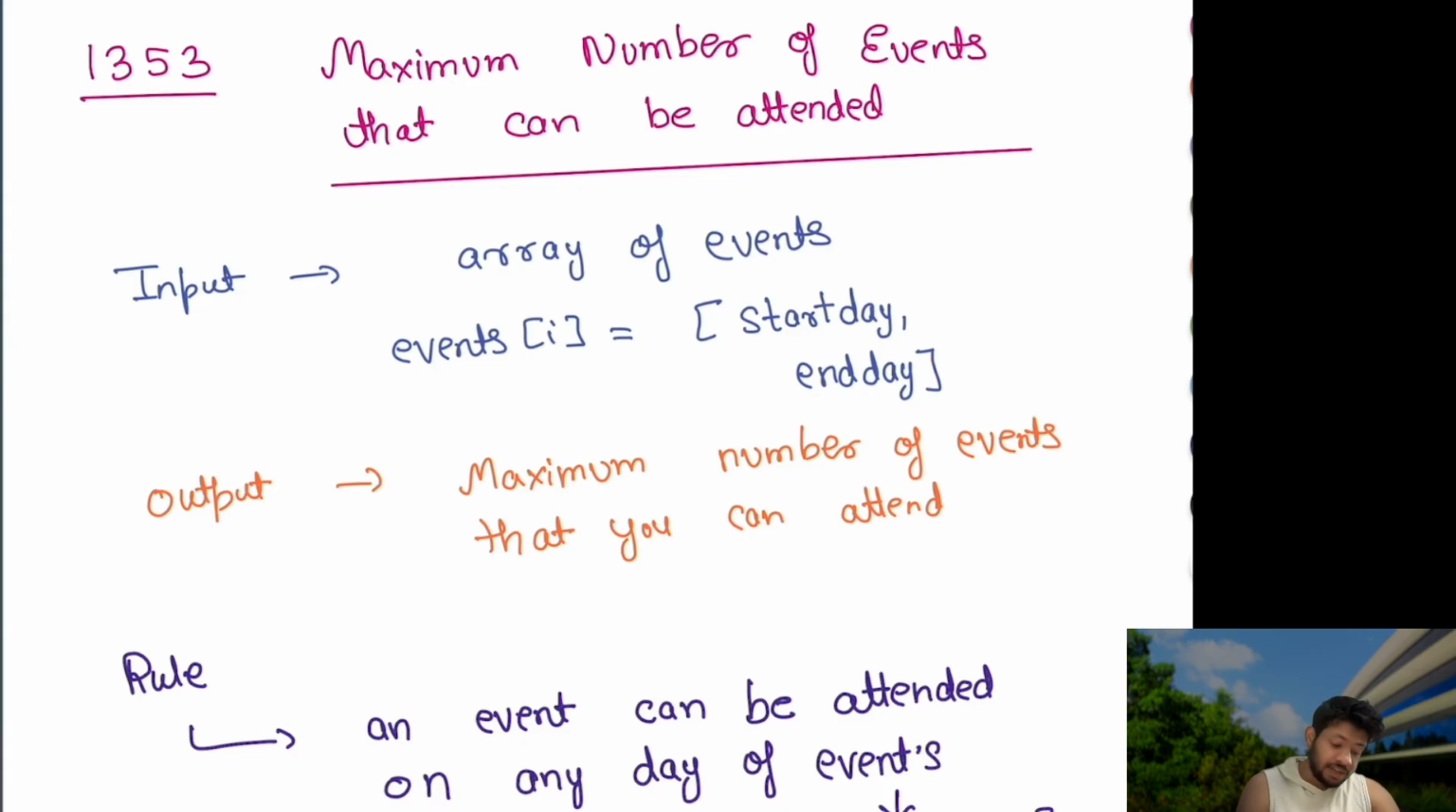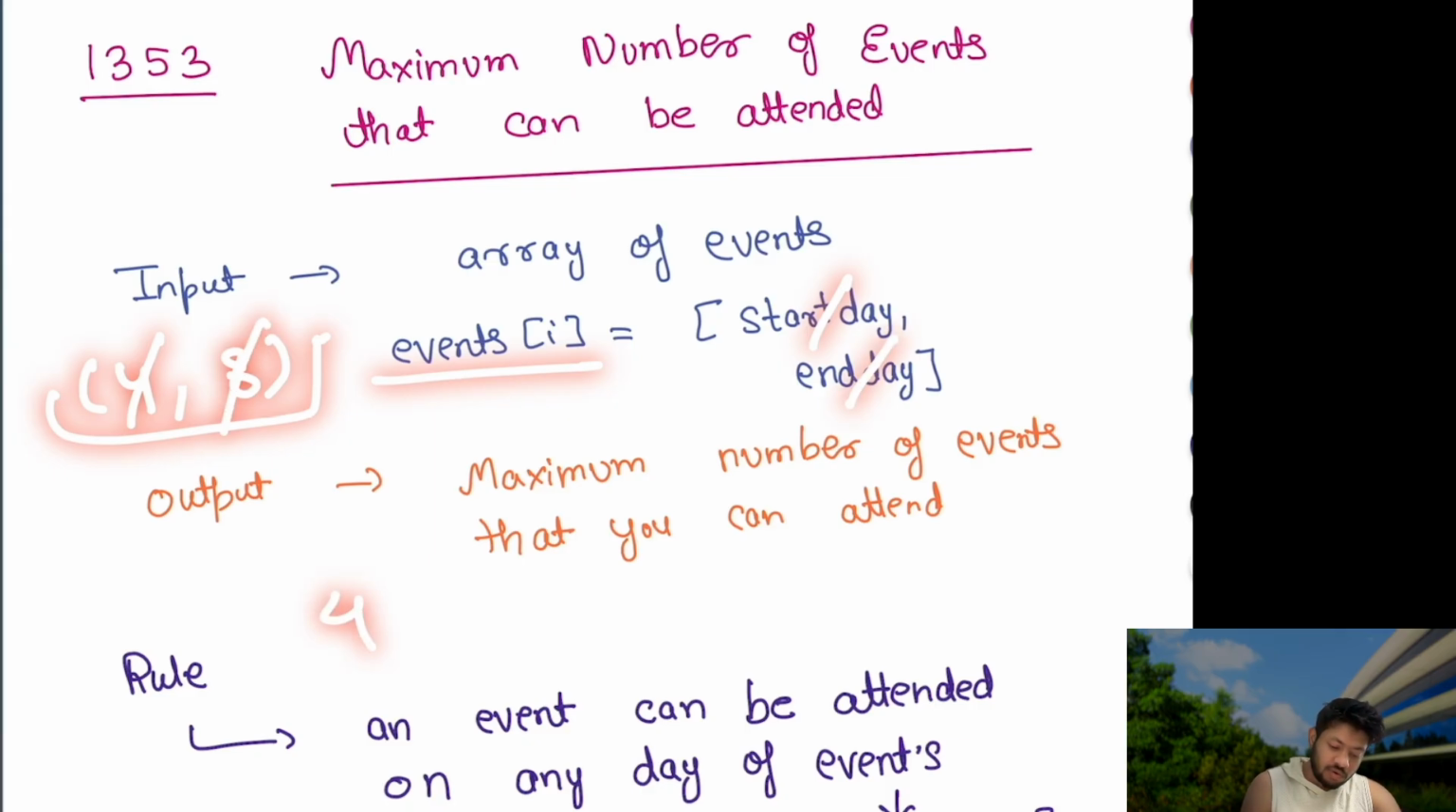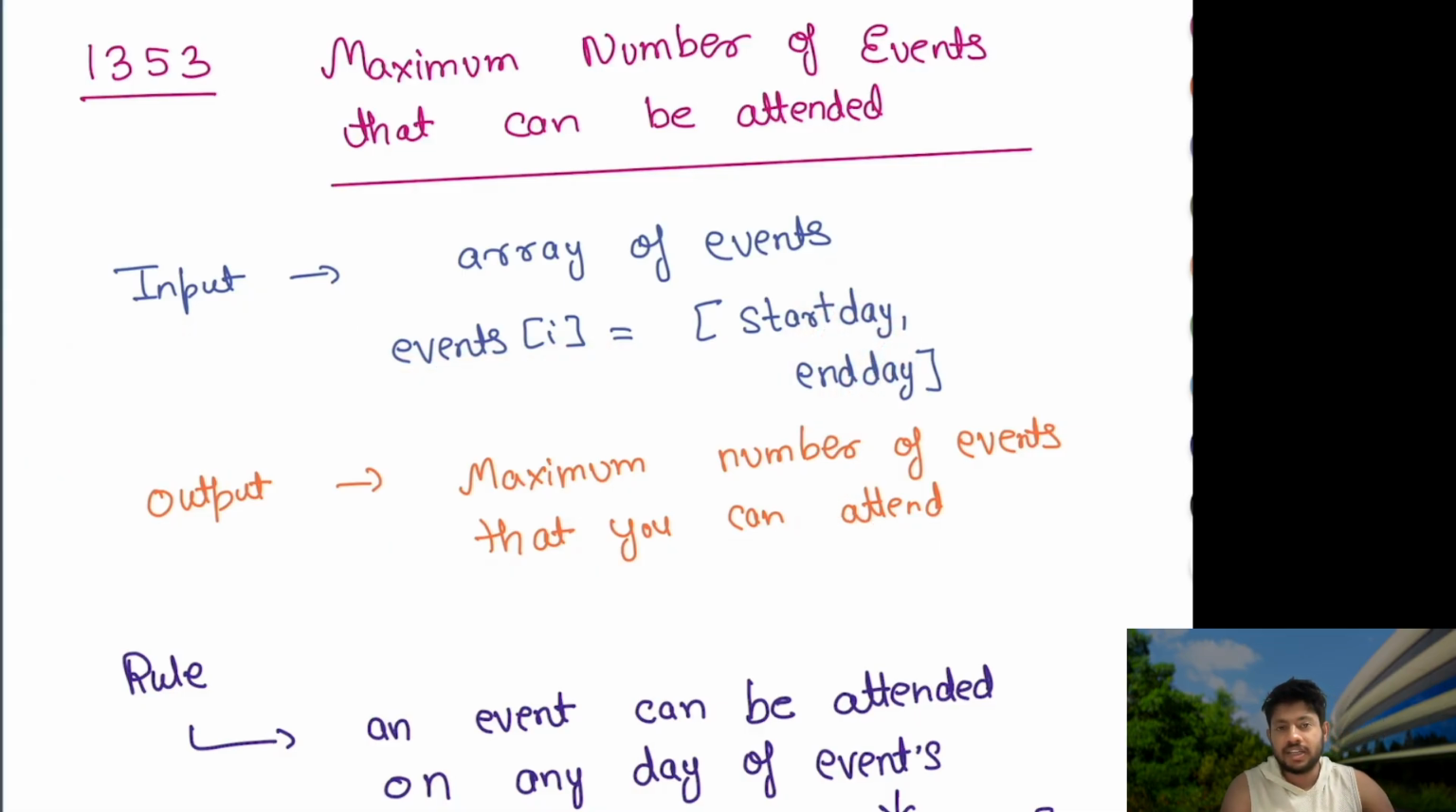Another input can be an event on day number 4 to day number 8. It means that 4 is the start day, 8 is the end day. The event is happening on day 4, 5, 6, 7, 8, from day 4 to day 8. That is what the input is representing.